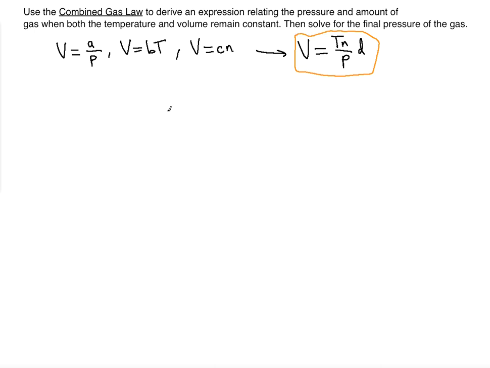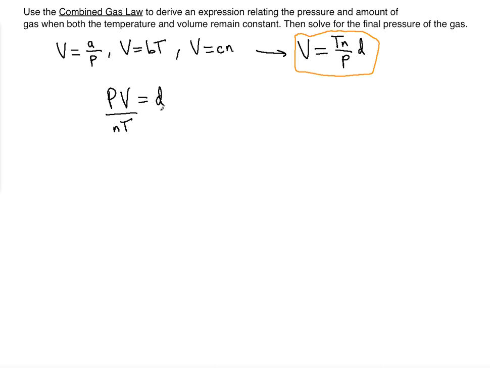So now what we can do, we can solve for the constant D. We multiply both sides by P, and we get PV is equal to TnD. So we have to divide by Tn, or rather let's just do nT, that would be better. PV over nT is equal to D. So we solve for the constant this way.